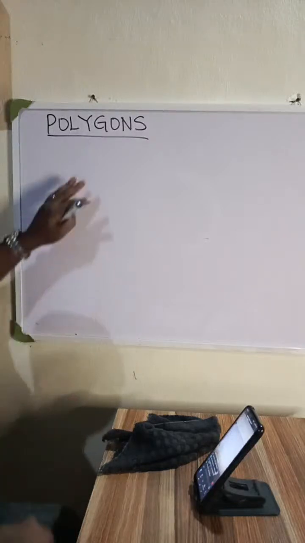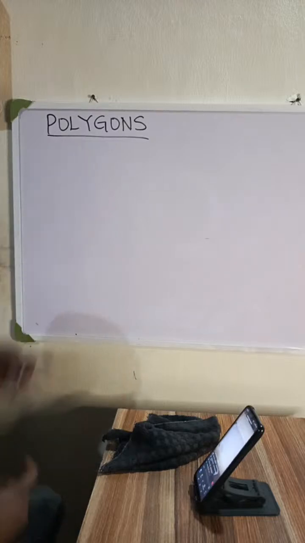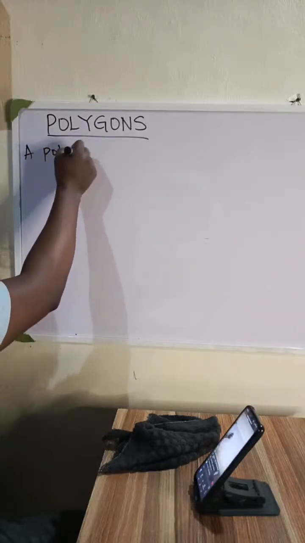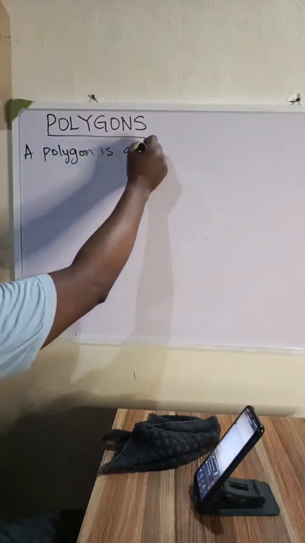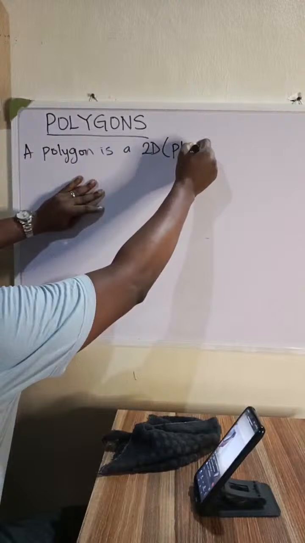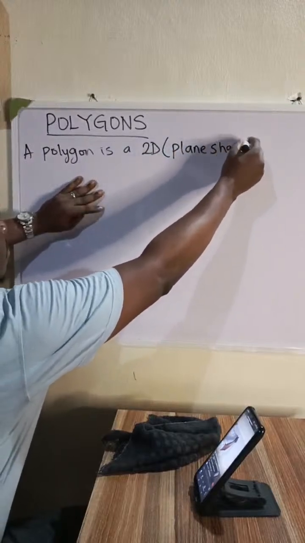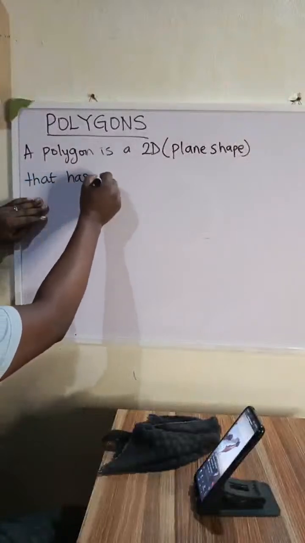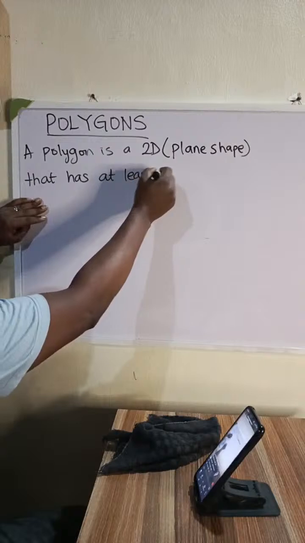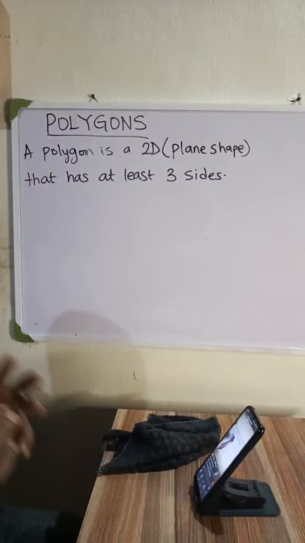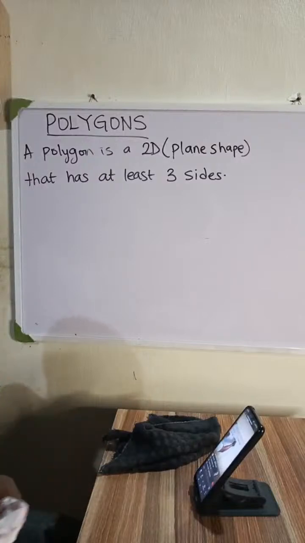A polygon is a 2D shape, a plane shape, that has at least 3 sides. Okay, so whenever you see a plane shape that has at least 3 sides, that plane shape can be called a polygon.